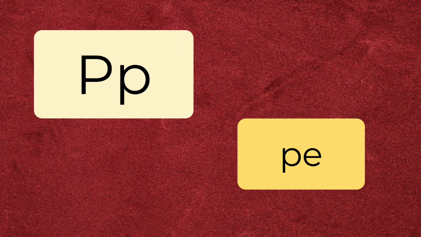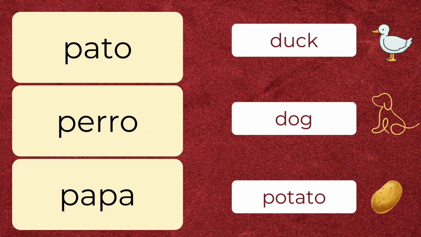Letter P is called P in Spanish, and it sounds like P. Like, pato, perro, papa.